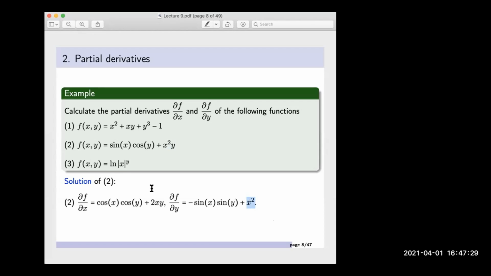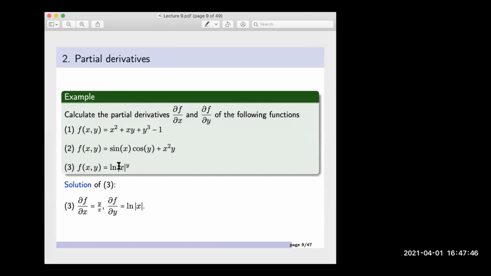And I would leave the third question to you. You try to complete this by yourself. Okay? You try to work out the partial derivative of this in x and in y by yourself. But I give you the answer, and you should know the details of how to derive this.